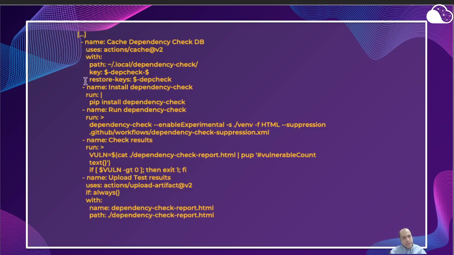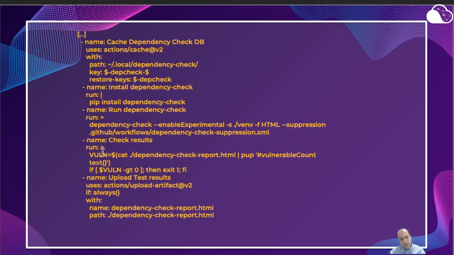Then we have an extra step where we're caching the database of Dependency-Check, because when we run this action over and over, we don't want to download the database every time. So here we're caching it, using this special feature of GitHub where we can cache some data between runs. After we do that, we install Dependency-Check, and we're running the tool with the experimental flag, exporting the results into HTML, and suppressing some false positives that may disturb our results.